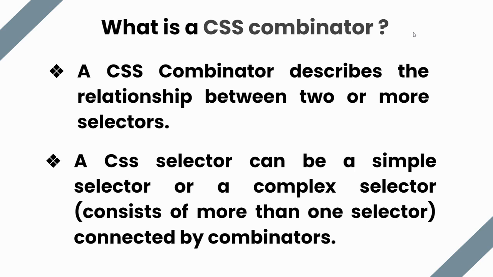A selector can be a simple selector or a complex selector, which means it consists of more than one selector connected by combinators. The one we are familiar with now is just a simple selector, which is just one. But now we'll get to know how to use more than one selector at a time.